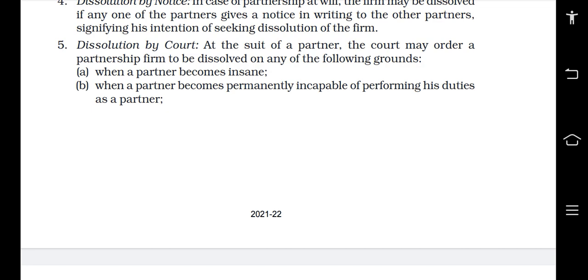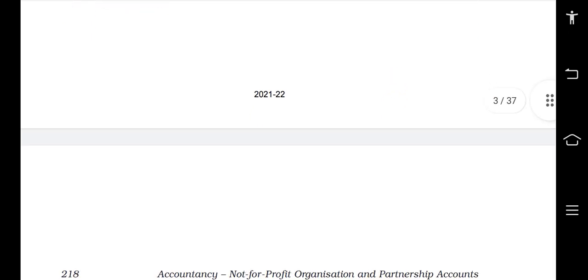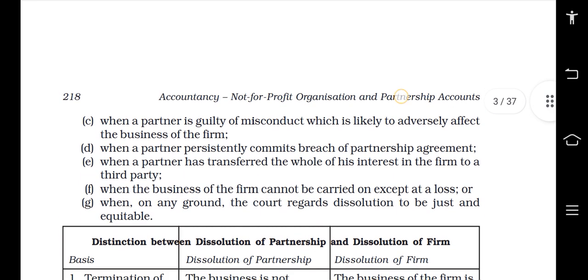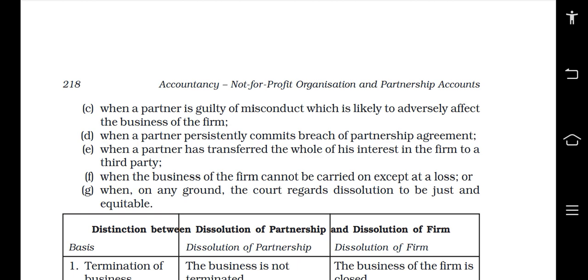Once again, these are the situations when one partner becomes insane and is unable to perform the duty. Then how will the business be carried out? One partner is insane, one is incapable, one is misconducting, and that misconduct adversely affects the business. Then how can we run the partnership including that person? That's why. And another is when one partner continuously commits a breach of the partnership agreement.